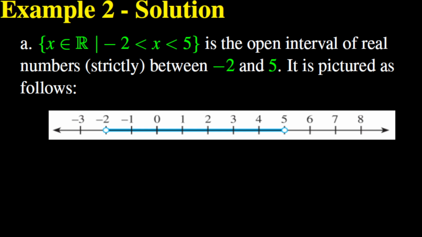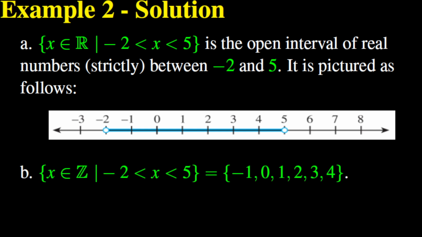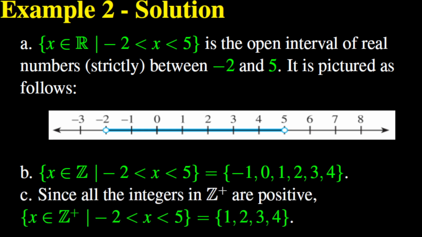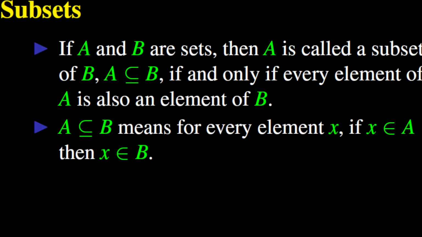It is pictured as follows. For question B, the set of integers strictly between -2 and 5, is equal to the set with elements -1, 0, 1, 2, 3, 4. For question C, the set of positive integers strictly between -2 and 5, is equal to the set with elements 1, 2, 3, 4. Now, let us study the concept of subsets.